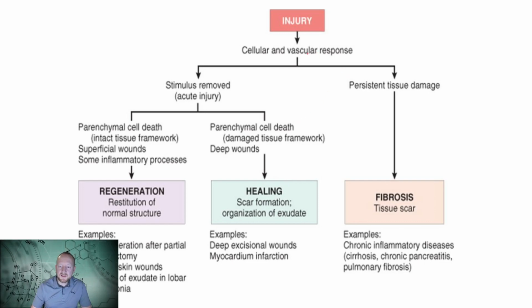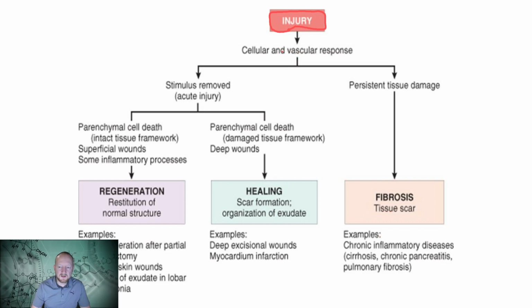So here's kind of an injury breakdown. We have whatever our injury is. We're going to have our cellular and vascular response. If we have persistent tissue damage, we have our inflammation, our immune system coming in and fighting off whatever's going on, and that's going to last a long time. We're going to generate that scar tissue. Chronic inflammatory diseases: cirrhosis, chronic pancreatitis, pulmonary fibrosis. Obviously, depending on where that fibrosis is occurring, we're going to have these long-term problems.